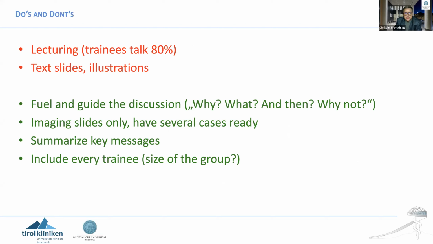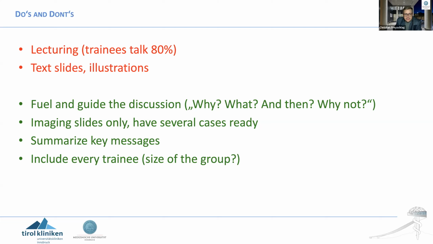Very important do's and don'ts. Also, as in the breakouts, it's really easy to fall into lecturing. Let the trainees talk about 80% of the time; then the balance between talking and listening is actually good. No text slides, no illustrations, work with images, and that's basically it. As a discussion group moderator, you should fuel and guide discussions. So questions like why, what, and then, and why not are the questions you should actually bring up.